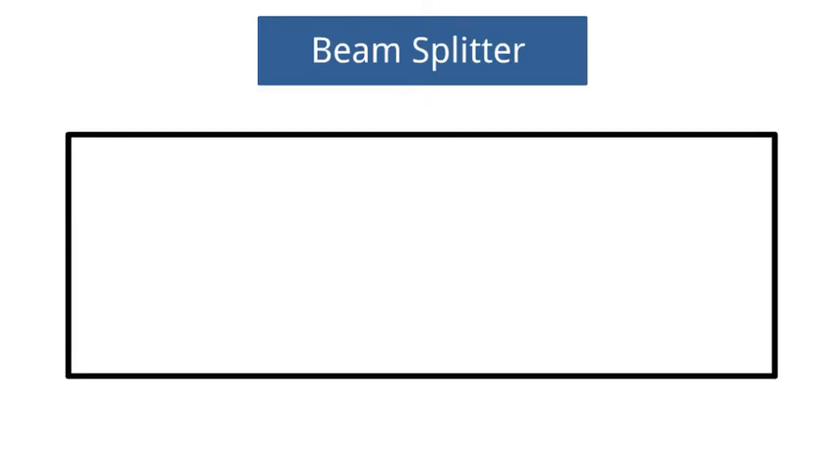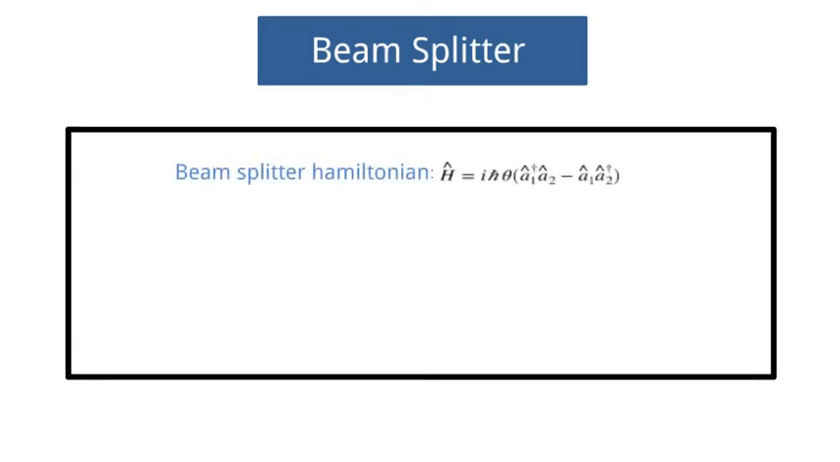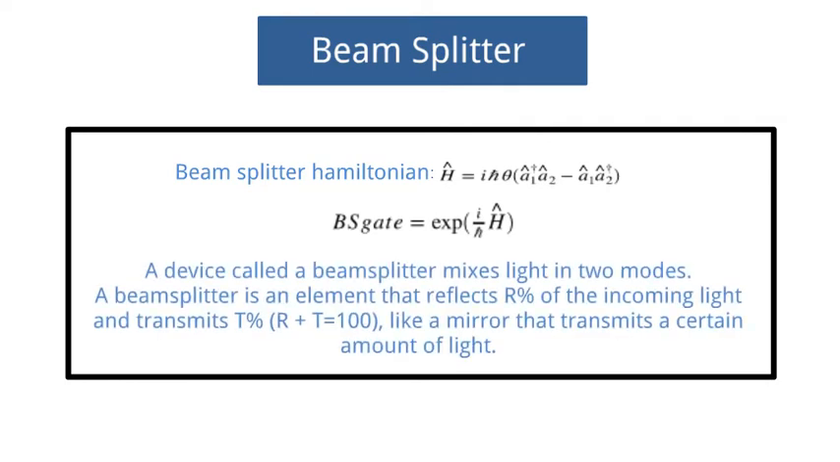Beam splitter. Beam splitter Hamiltonian, hat H equals i h bar theta times a1 dagger hat a2 minus hat a1 a2 dagger. BS gate equals exp of i by h bar times hat H. A device called a beam splitter mixes the light in the two modes. A beam splitter is an element that reflects r percent of the incoming light and transmits t percent, r plus t equals 100, like a mirror that transmits a certain amount of light.